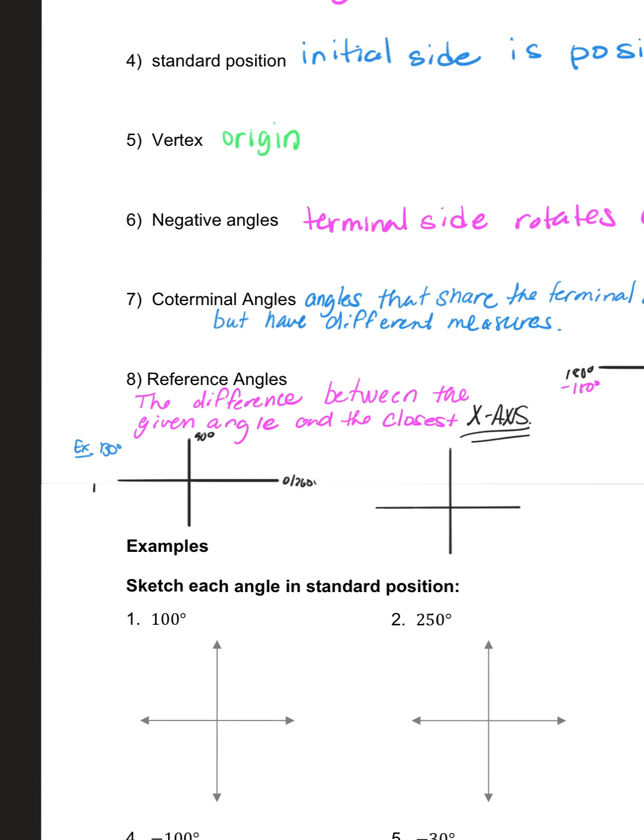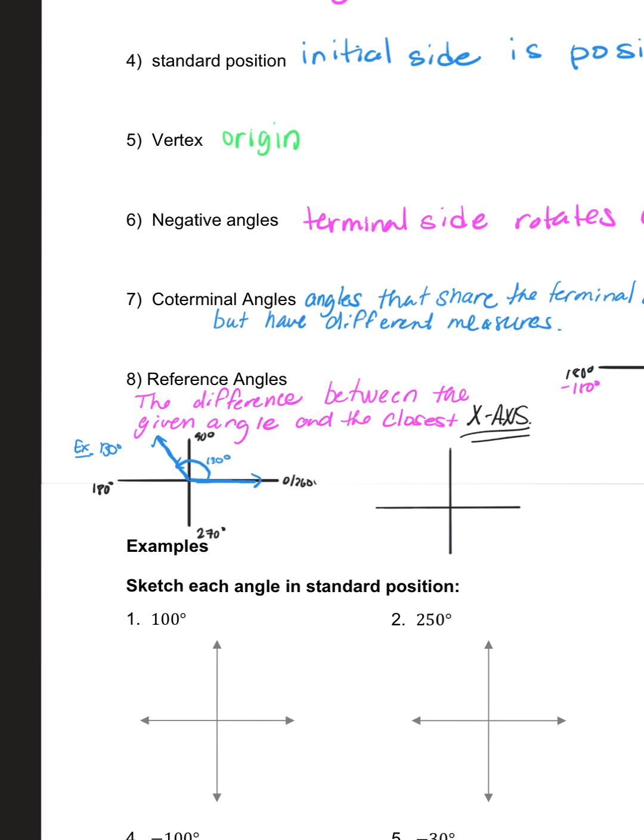Something wrong with my pen. And then 270. Okay. Now I'm going to draw the angle where it goes. So it starts here. Here's the initial side. 130 is roughly here. Okay. So now I'm going in this direction. And that's 130 degrees.